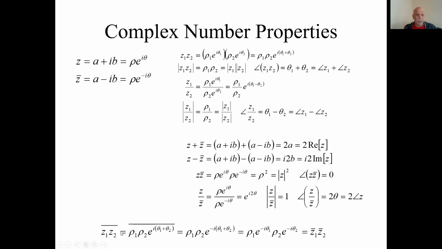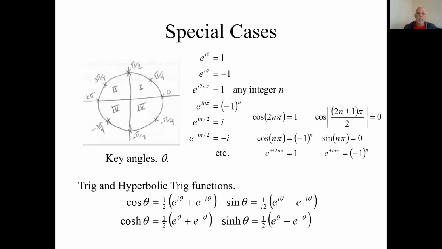I'm not going to go through all this. Let's see. The complex conjugate of a product is the product of the individual complex conjugates. We'll use some of these, some more often than others. I think that's enough. Oh no, we got some more stuff to go through.